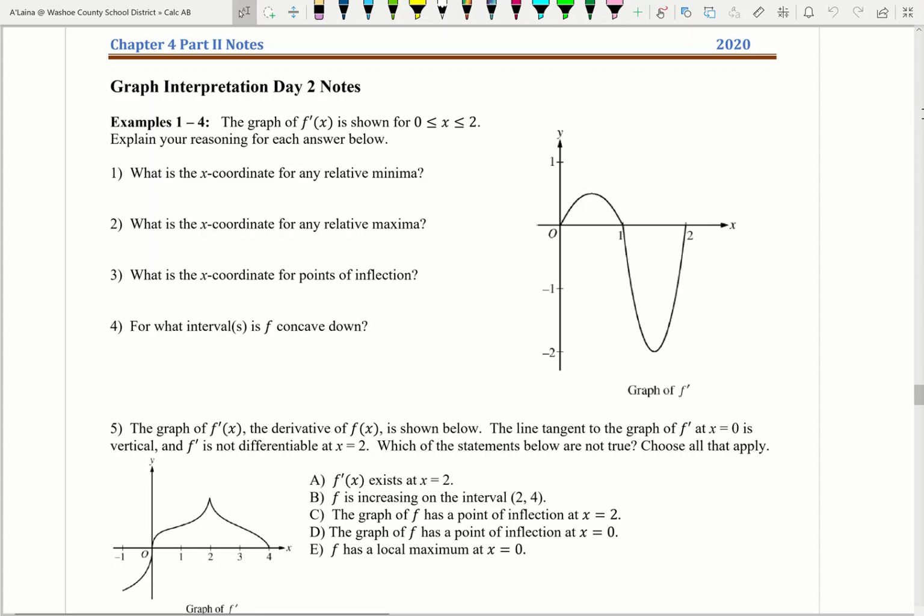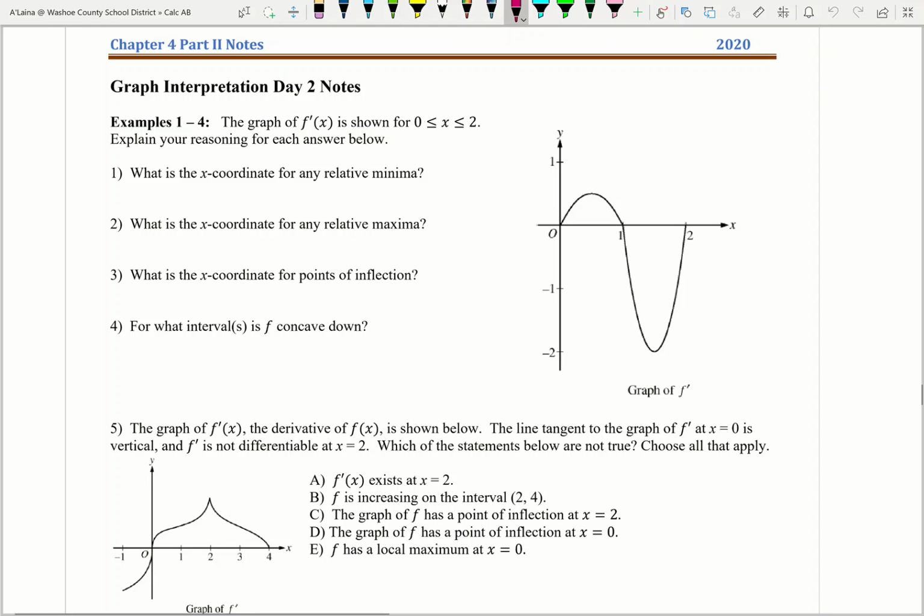Graph interpretation day 2 notes. To start this one off, I'm going to recommend that you actually pause the video and try numbers 1 through 4. And then we'll come back together when you're ready and you can restart the video. We'll go through it together.